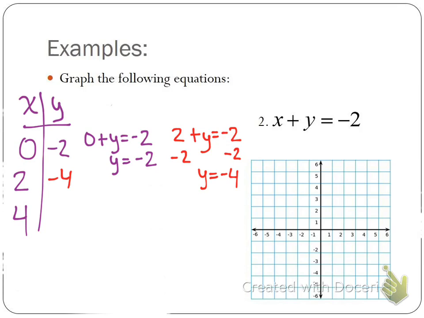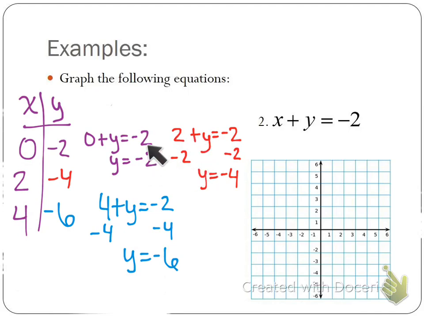Alright, last we're going to plug in 4 for x. So 4 plus y equals -2. We subtract 4. y equals -6. So all of this is just my work, right? This is not necessarily part of the answer. It's just me showing my work, which I recommend you do as well.